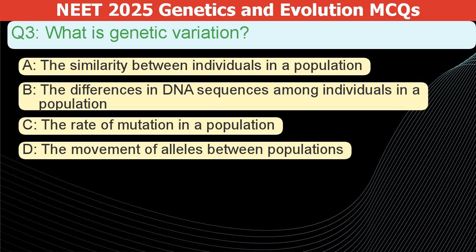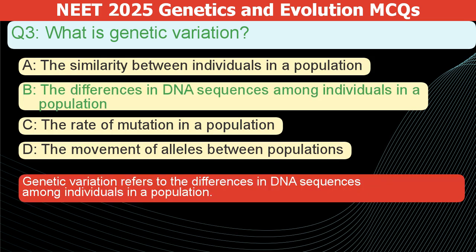What is genetic variation? A. The similarity between individuals in a population. B. The differences in DNA sequences among individuals in a population. C. The rate of mutation in a population. D. The movement of alleles between populations. The correct answer is B. Genetic variation refers to the differences in DNA sequences among individuals within a population.